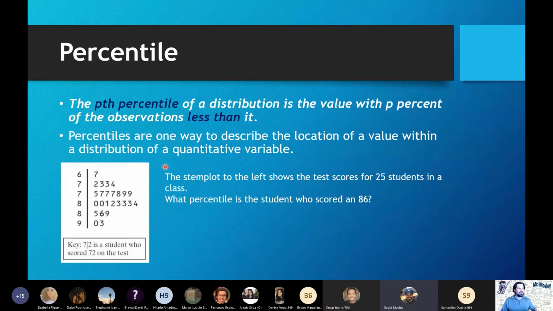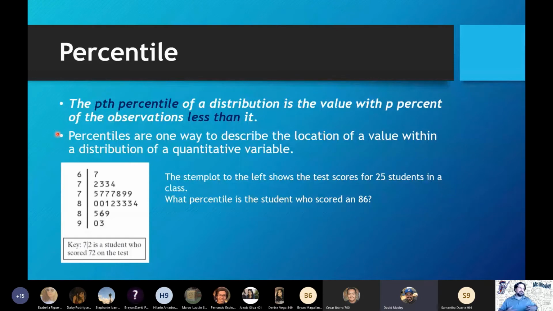So in a percentile, hopefully you've seen percentiles before in previous math classes. I know that they are covered in Math 1 and I believe in Math 3 again. If you haven't, for some reason, it's okay. Don't stress. We'll figure it out. We'll get it done today.